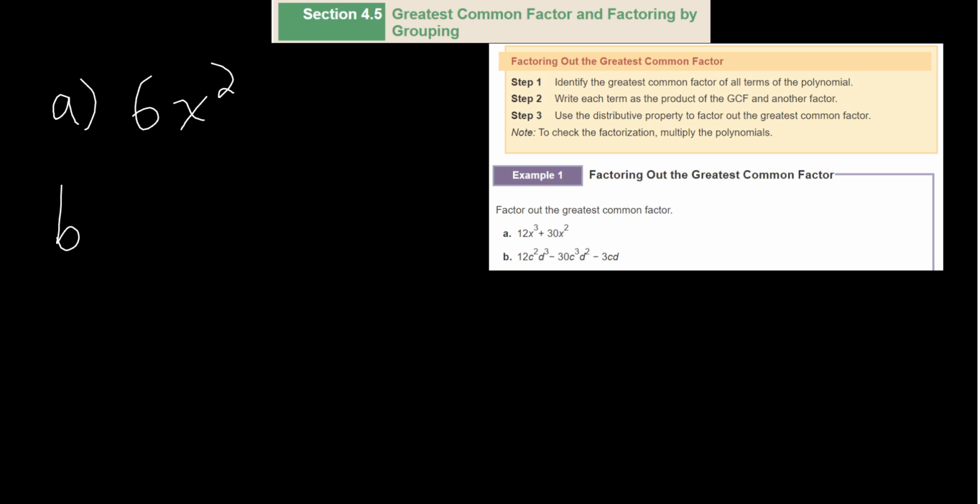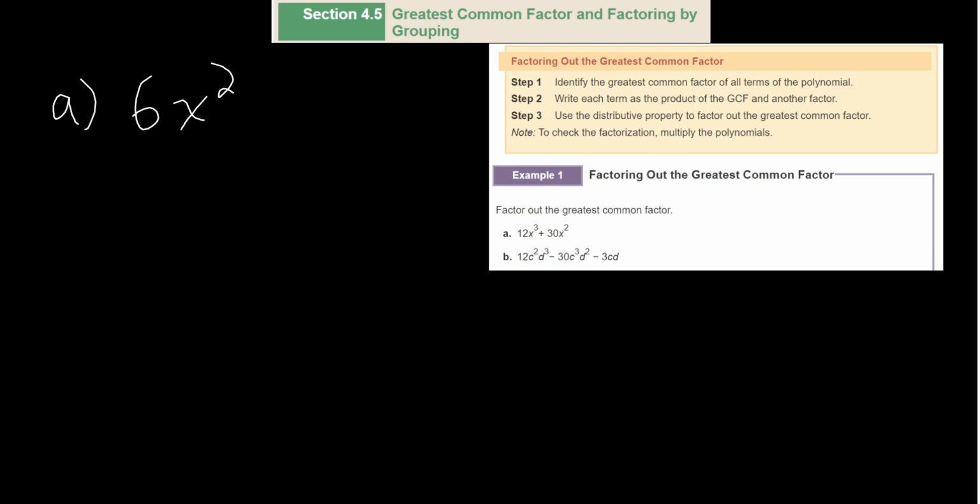And then part B. What can I take out of 12, negative 30, and negative 3? The smallest number there is a 3, so I can pull out a 3. That's my lowest integer. What about variable c? It looks like just one c can be taken out, and just one d can be taken out.